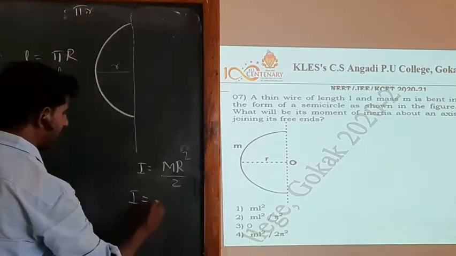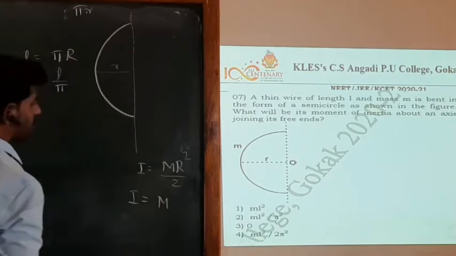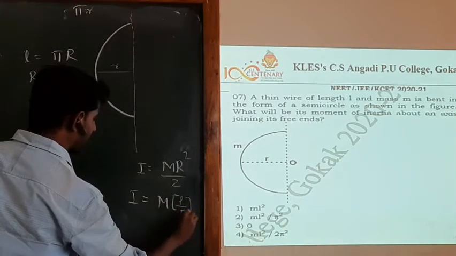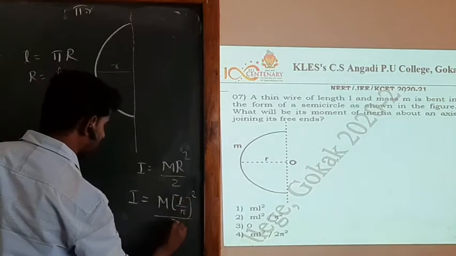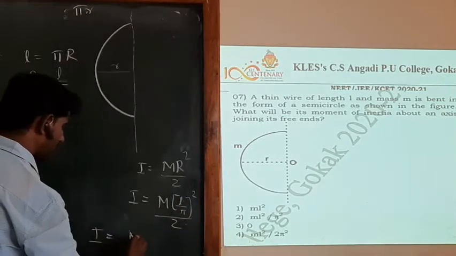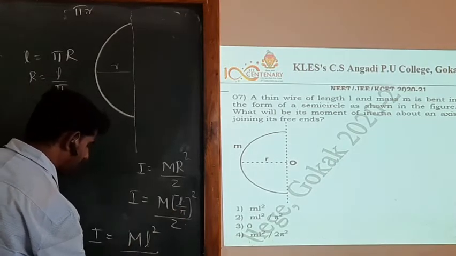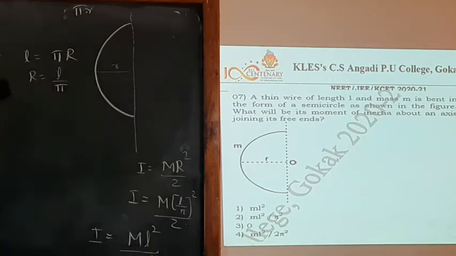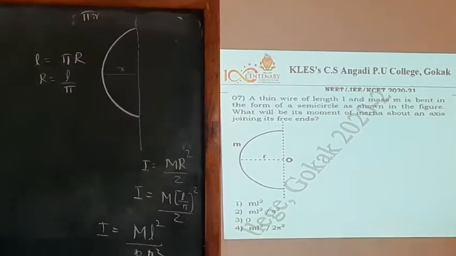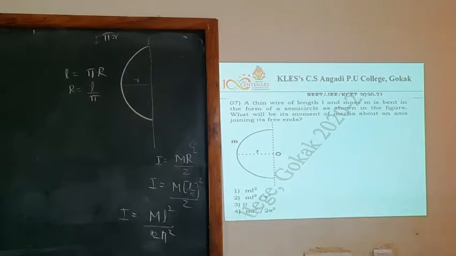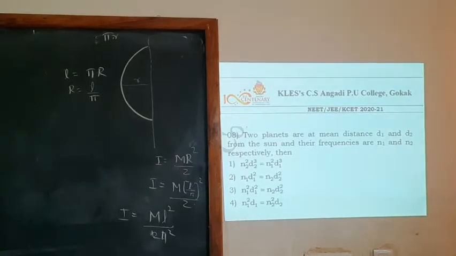So then the moment of inertia I is equal to m r square by 2. What's the value of r? The r value is L divided by pi, so I is equal to m times (L by pi) whole square divided by 2. So I is equal to m L square over pi square and 2. So the answer is m L square divided by 2 pi square. Option number 4 is our answer, m L square by 2 pi square.